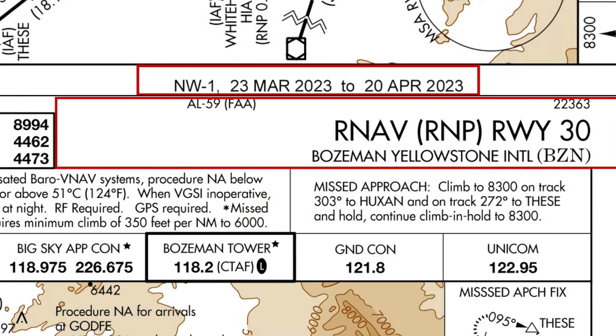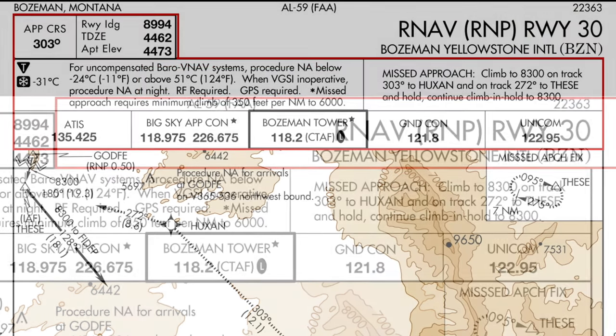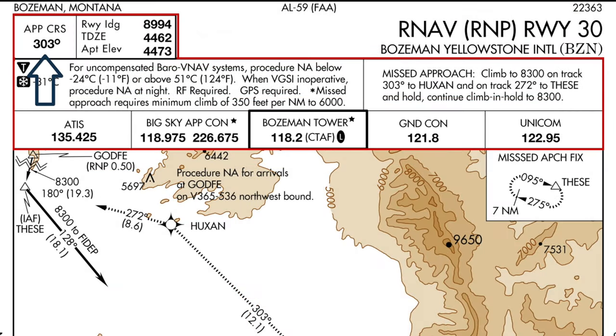The margin data shows us our approach title, in this case the RNAV RNP 30 Bozeman Yellowstone International BZN. It also gives us other information like date valid and latitude and longitude. The pilot brief gives us the approach course, length of our runway, our touchdown zone elevation, and airport elevation. We also have important requirements needed to fly this approach and all important missed approach procedures. Finally, the pilot brief section gives us our different radio frequencies.